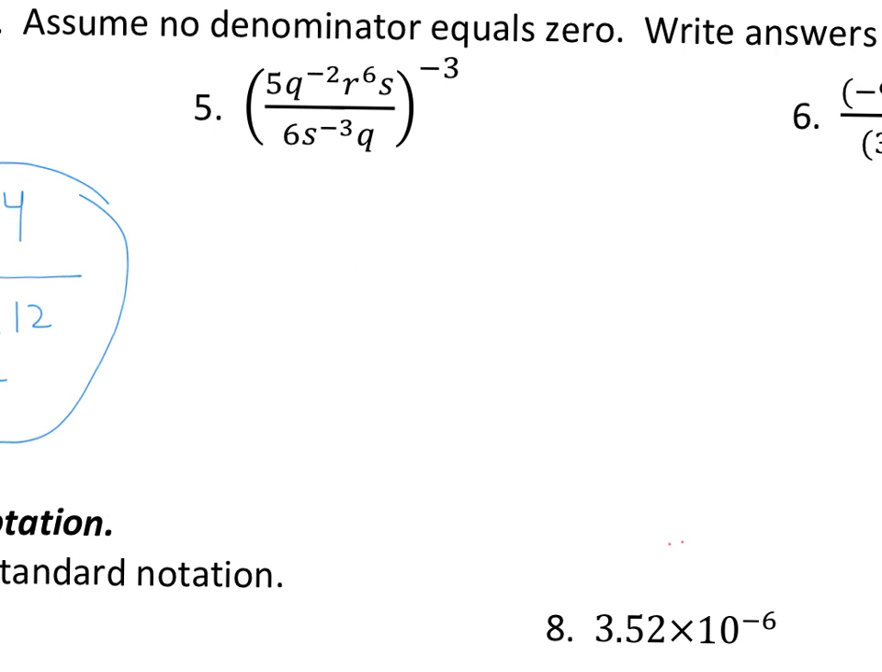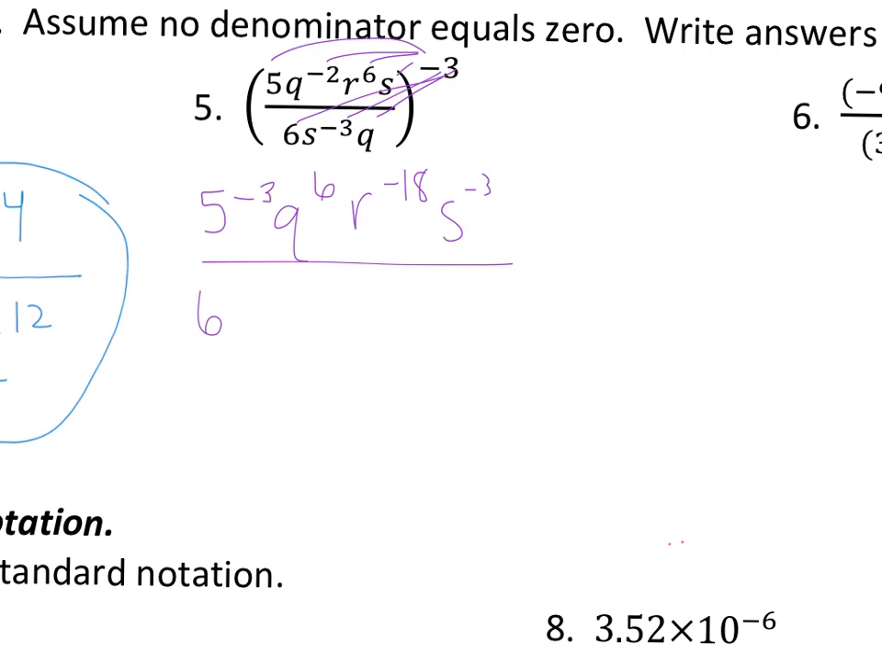All right, number 5 has a little bit more going on. I do have to distribute my exponent here to everything, and I always like to draw arrows to remind myself to distribute that -3. I'm going to rewrite everything I get when I distribute that -3. So 5 to the -3rd, Q to the 6th, R to the -18th, S to the -3rd, all over 6 to the -3rd, S to the 9th, Q to the -3rd.